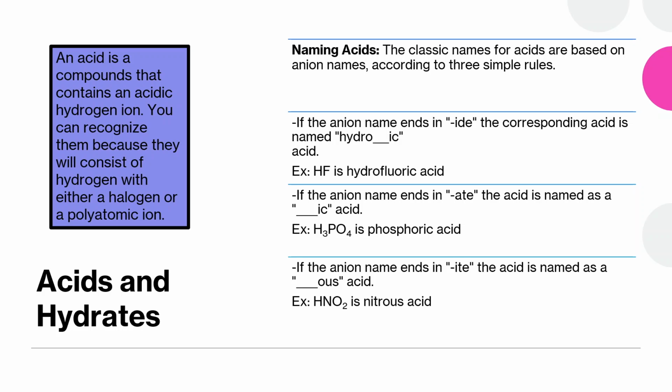Now, if the anion name ends in ate, the acid name is just ic acid, so it takes that hydro out. So phosphate, for example, H3PO4 contains phosphate. What we call that one is phosphoric acid. And then lastly, if the anion name ends in ite, then the acid is named an ous acid instead of an ic acid. So NO2 is nitrite, so we call that nitrous acid.